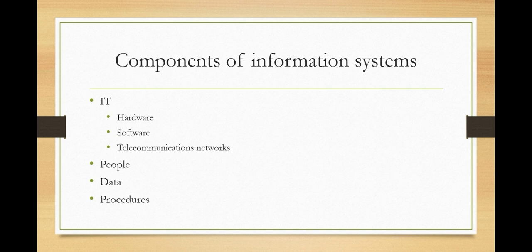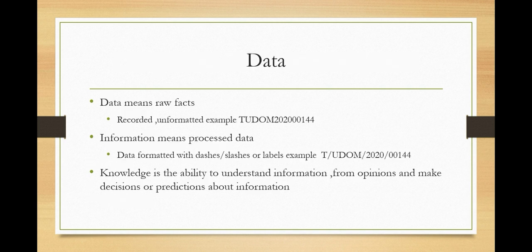We have other components like data and procedures. We will start with data because we know that data is the root and purpose of an information system. So before you can understand how information systems work, it is very important to distinguish between data and information. These are terms that are often erroneously used interchangeably. So you may find that people talk about data, but they mention information. Data is different from information.